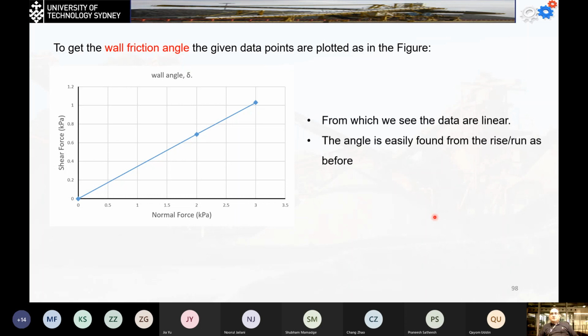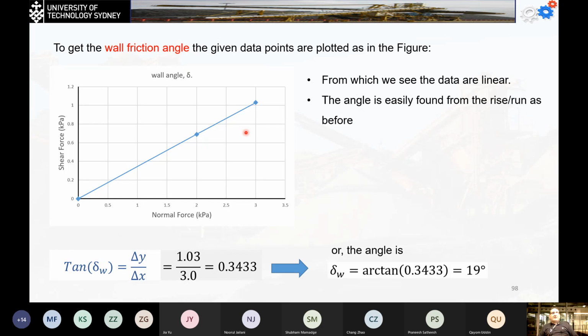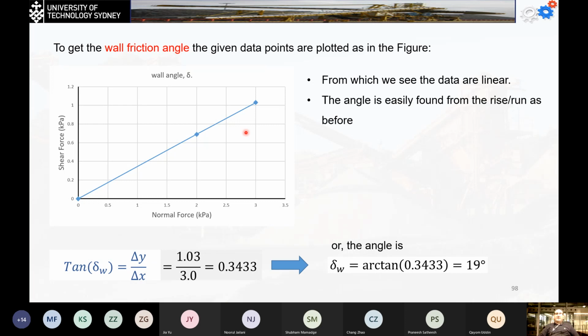Now, from this diagram, I can see the data are going to be linear, and the angle is going to be easily found as before. So I only need to find the tangent of this curve. It doesn't actually have to start from the origin. Simply I can say that the delta y over the delta x is going to be the tangent of the delta W, and then I can find the value of the delta W by taking the inverse tangent. So the delta W is going to be equal to the tangent inverse of 0.433, which is going to be equal to 19 degrees.